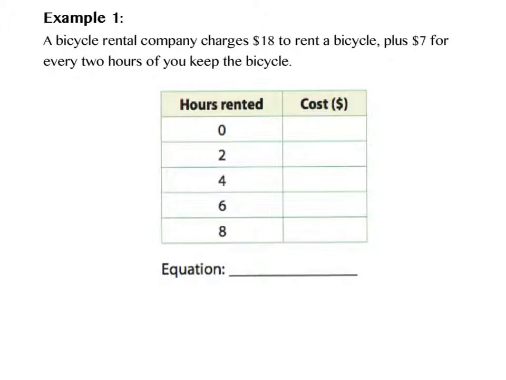The first number I see is $18. And when we read the question, it said the company charges $18 to rent a bicycle. It doesn't say anything in this section about per hour, every hour, each hour. It just says they charge it. So that's going to be like our one-time fee. You're going to have to pay this $18 just to get the bicycle. So when we look at our table, at 0 hours, I'm going to have to pay that $18. So I'm going to go ahead and fill in my table showing that I'm already paying the $18.